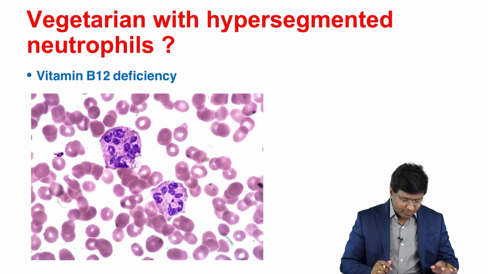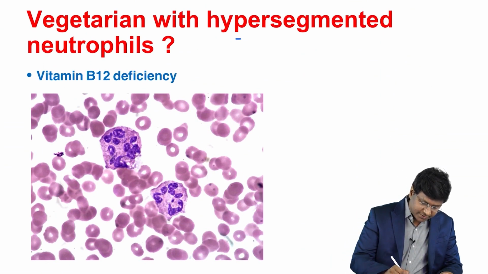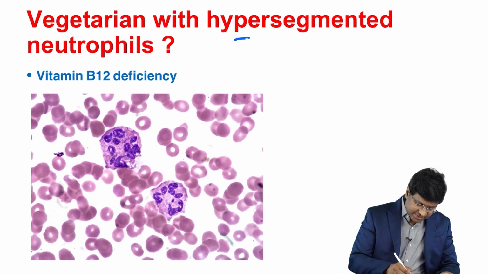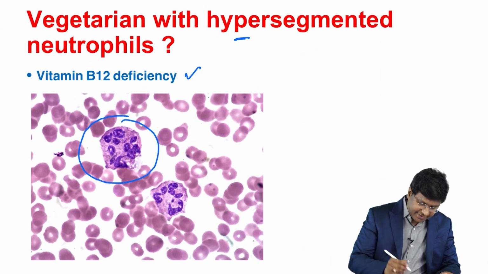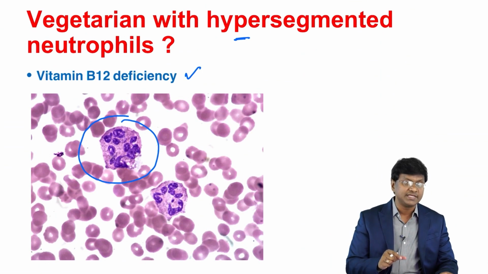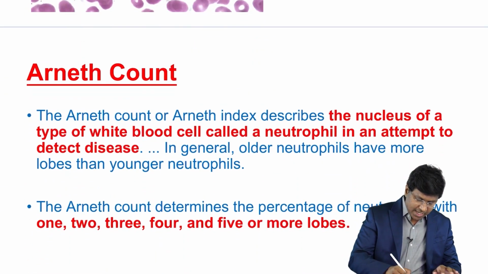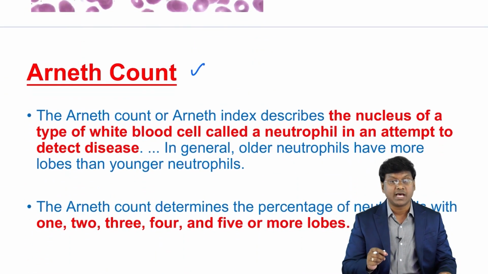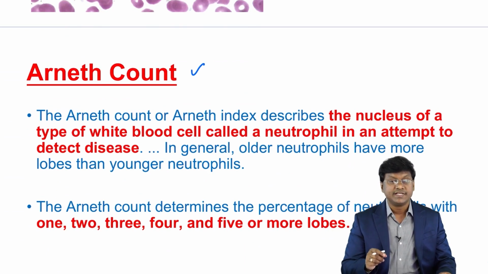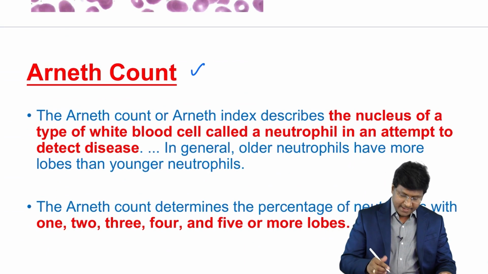Next, there was one more image asked for, showing a vegetarian with hypersegmented neutrophils. This is the hypersegmented neutrophil, which you will have in patients with vitamin B12 deficiency. In order to count the segments of the neutrophil, we have a count called the Arneth count, also called the Arneth index. The Arneth count describes the nucleus of the WBC called the neutrophil in an attempt to detect disease.